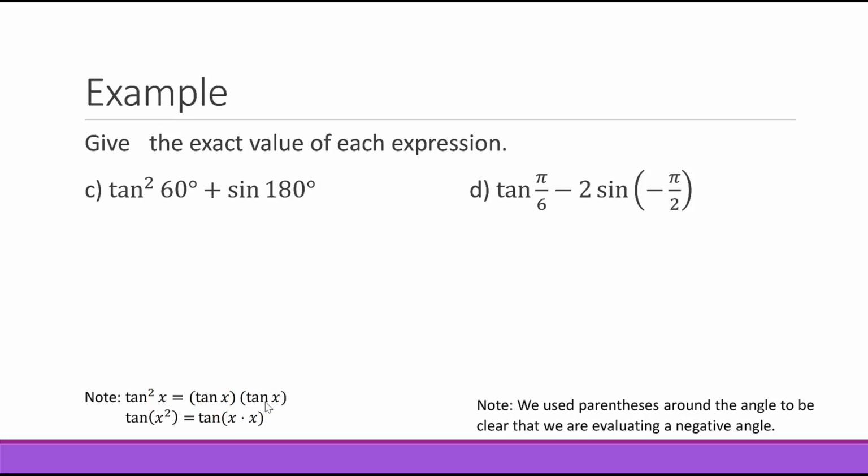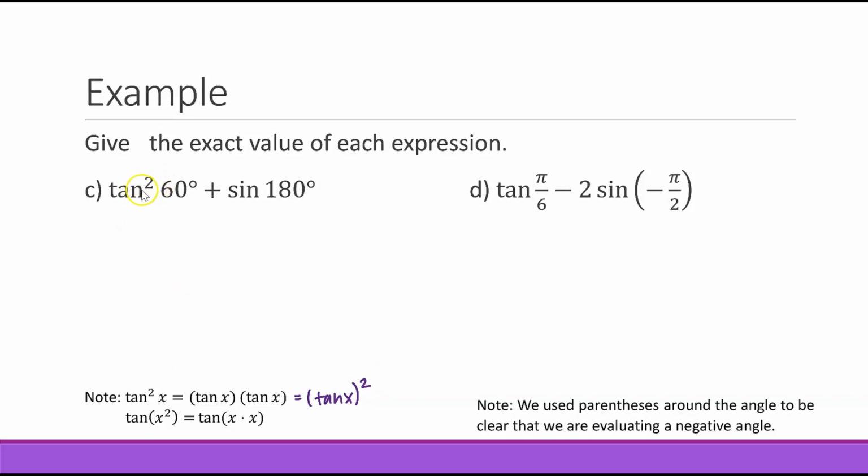Or another way to write it would be tangent x, all in parentheses, squared. So we can essentially write that exponent right after the tan part, before the input. But that's different than tangent of x squared. So we really want to be careful where the exponent goes, because tangent of x squared in those parentheses would mean tangent of x times x. So we just want to be careful about what exactly we're working with.